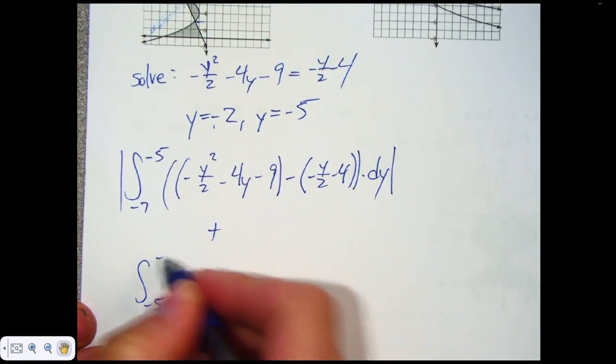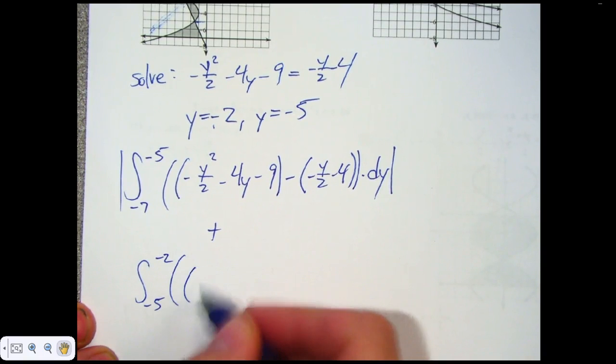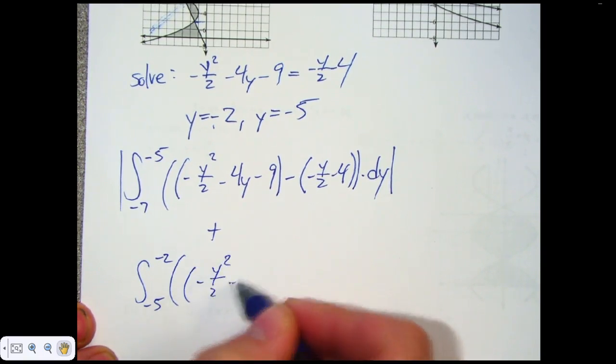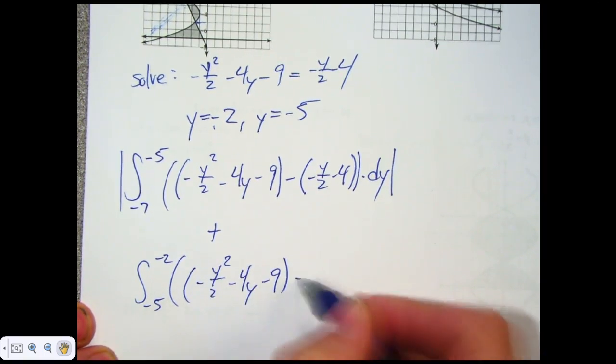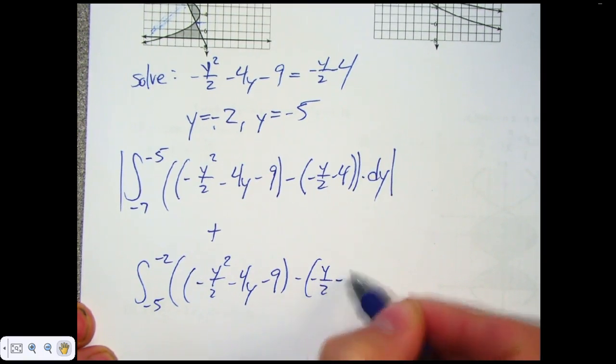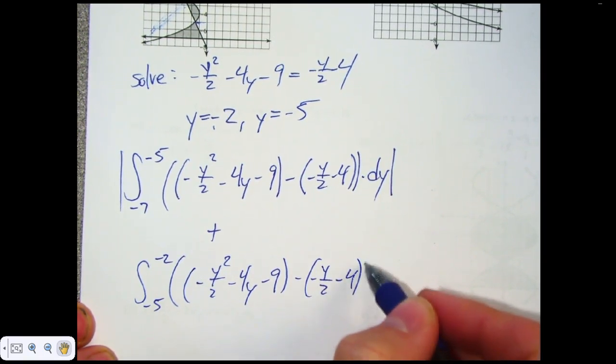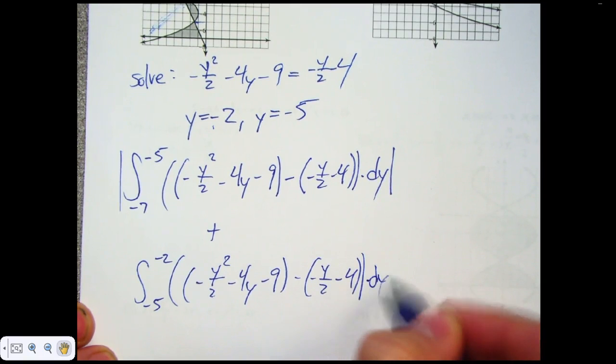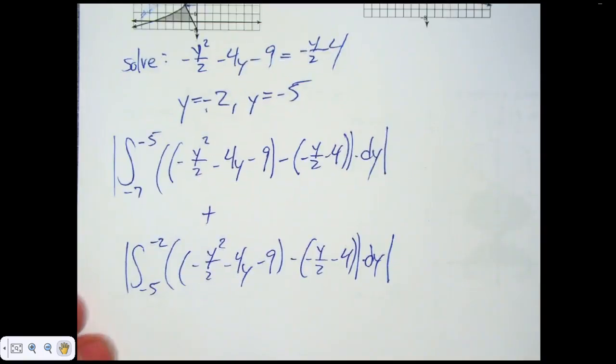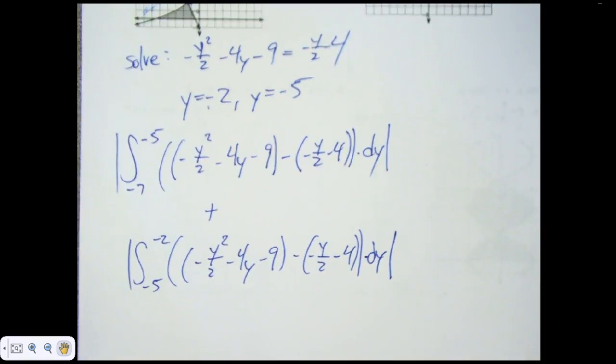Then I'm going to go from -5 to -2. And again, I don't know which one's on the right or left. I don't really care. I can figure out if I cared enough. I just don't, because it's so easy to fix if I'm wrong. So one of those should come out negative. One of those should come out positive. You take the negative one and make it positive, and you add them up.